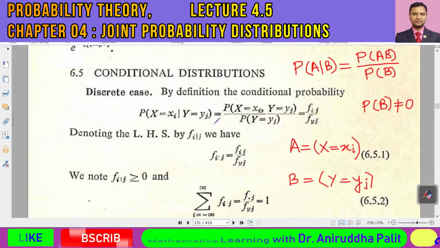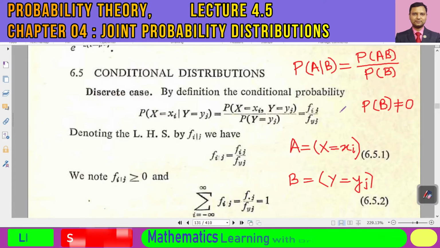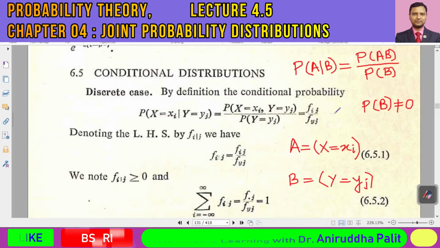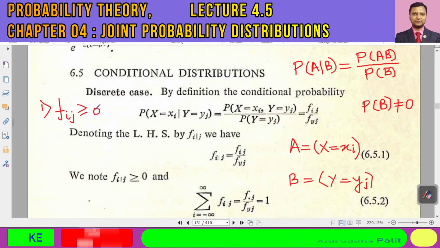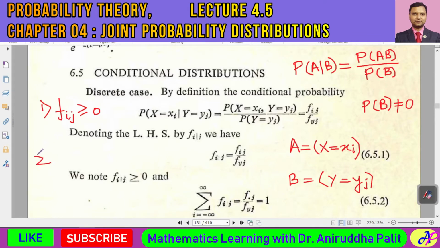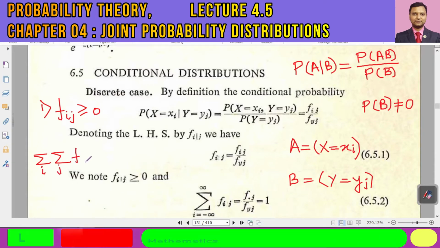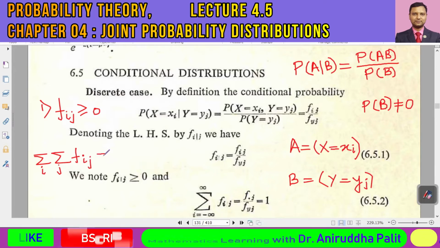Now the question is, if we define this conditional probability in this fashion, does it satisfy all the axioms of probability? The answer is yes. This is actually the ratio of two different probability mass functions. We know that a probability mass function always satisfies two criteria. The first is that fij, whether joint or marginal, should be greater than or equal to 0. Secondly, the summation, if we have a single index then a single summation, if a double index then a double summation, over all possible indices of fij should be equal to 1.